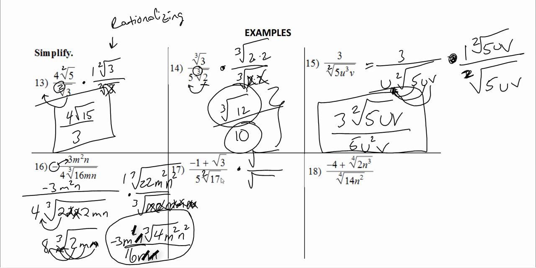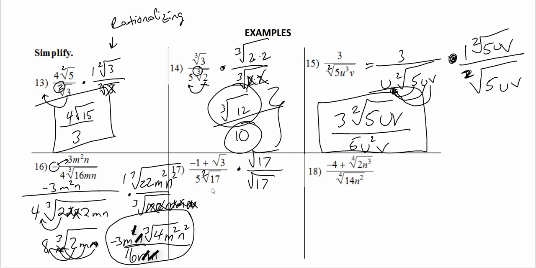I need 2 of them. 2 of what? 2 of 17s. So I need to multiply top and bottom by root 17 over root 17. The reason why I multiply the top and bottom by the same thing is because, remember, technically this makes a 1. And if I multiply anything by 1, I don't change the value of the fraction. So it looks different, but I don't change the value.